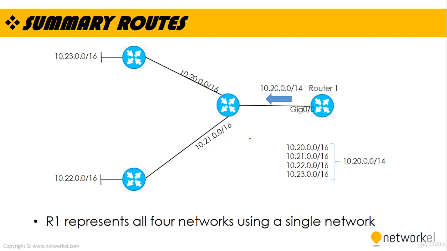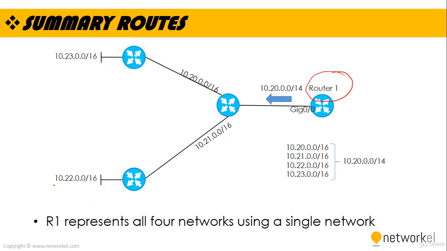Let's go ahead with the route summarization. Route summarization, also called route aggregation, is a method of minimizing the number of routing table entries in an IP network. It works by consolidating selected multiple routes into a single route advertisement. It contrasts with flat routing, in which every routing table contains a unique entry for each route. In here, as you can see, router 1 will represent 4 separate networks using a single network.